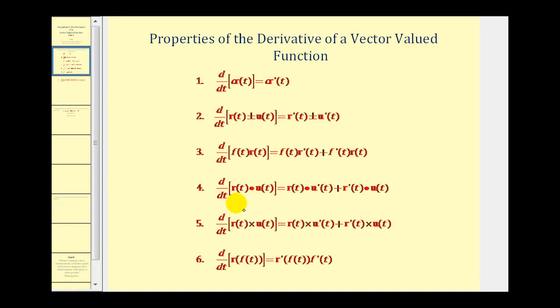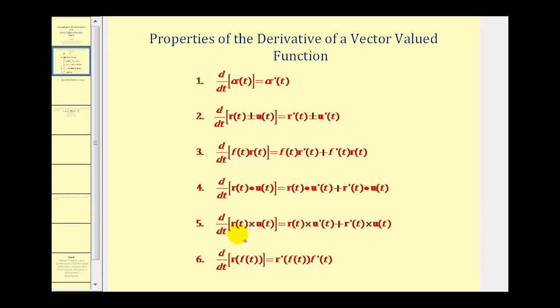Number 4 is the property we're going to prove in this video. It says the derivative of the dot product of two vectors is equal to the first vector-valued function dotted with the derivative of the second plus the derivative of the first vector-valued function dotted with the second.